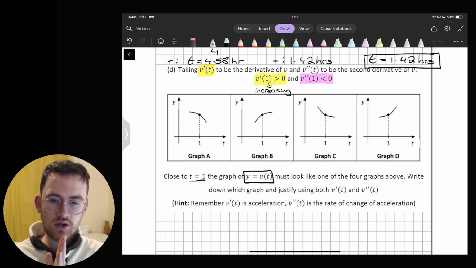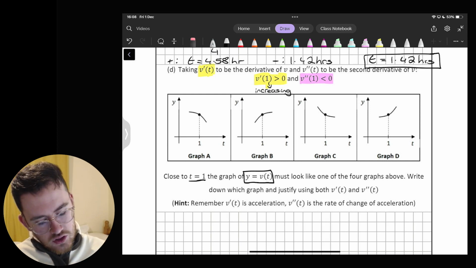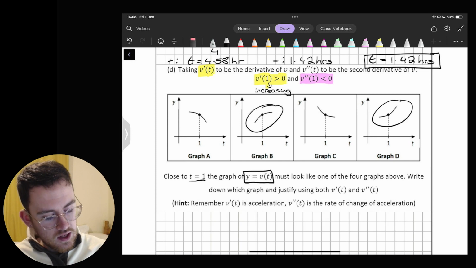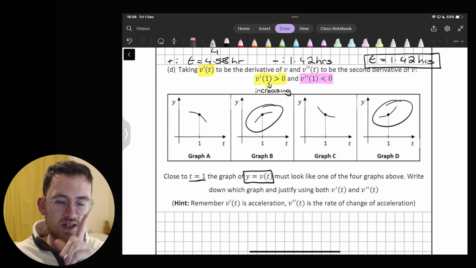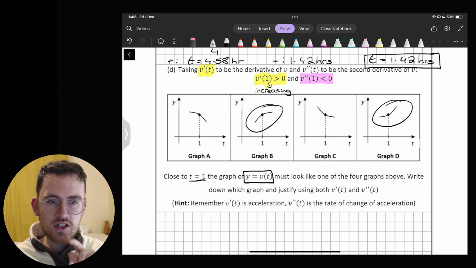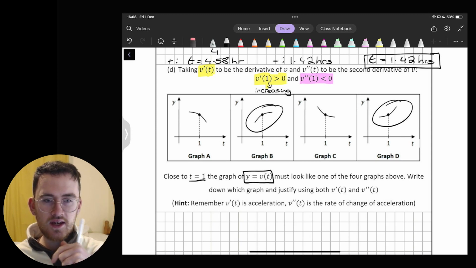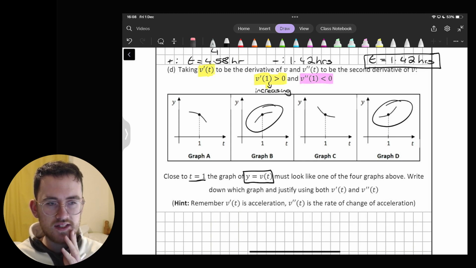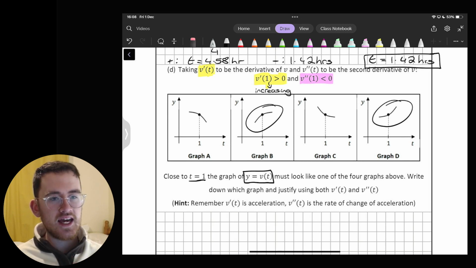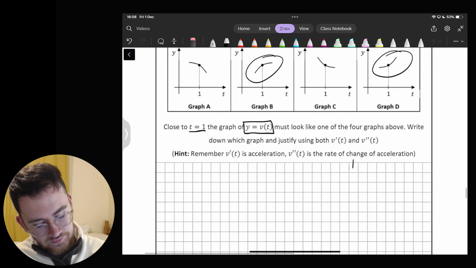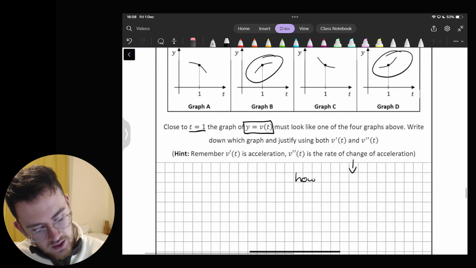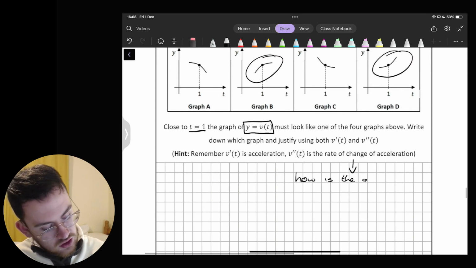So that means it should be going up. And there's two graphs where that's the case: graph B and graph D, where the velocity is increasing. In the other two, we can see the graphs are decreasing at that time, whereas in those two graphs, we can see it is increasing. Now, to decide which is which, we have to look to the second derivative, which is the rate of change of the acceleration. So how is the acceleration changing?